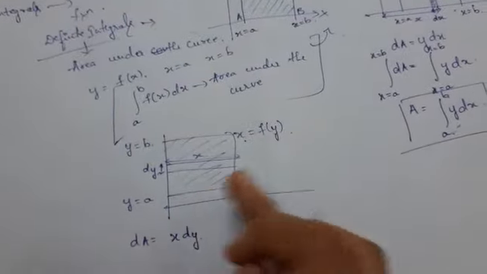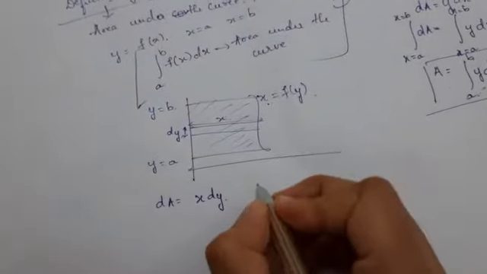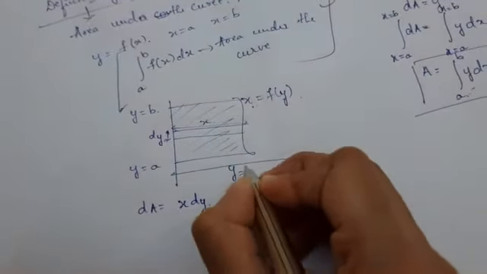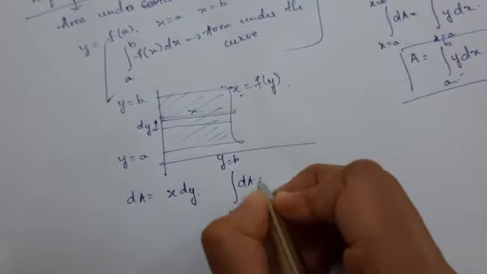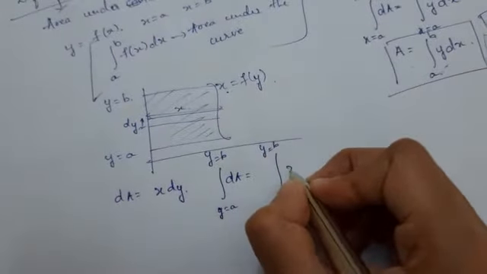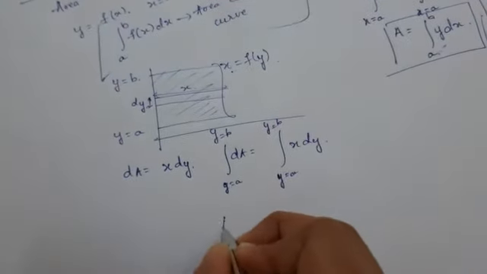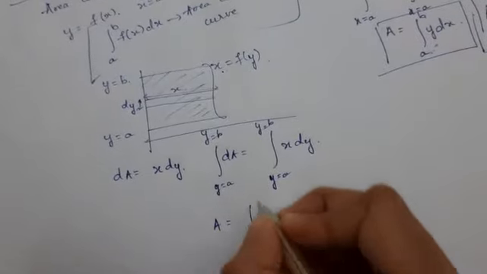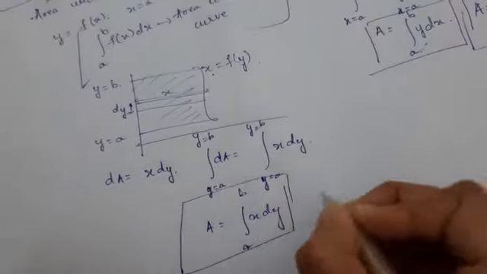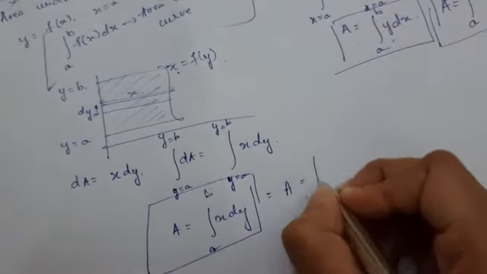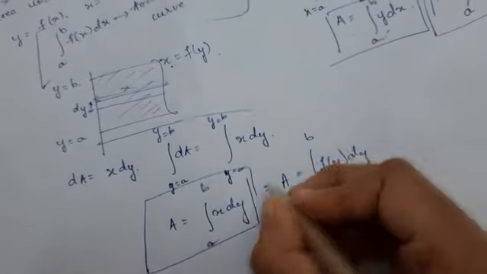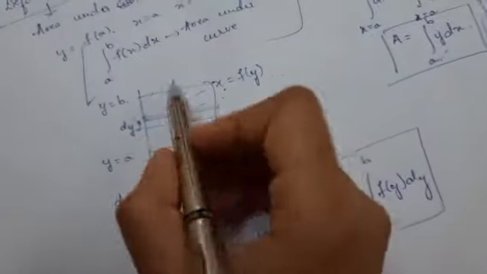Since I need the area of this whole region, integrating from y is equal to a to y is equal to b, dA is equal to the integral from y is equal to a to y is equal to b of x dy. So that is nothing but A is equal to the integration a to b of x dy, or I can also write this area as A is equal to integrating a to b f of y dy. So this is the area of this curve.